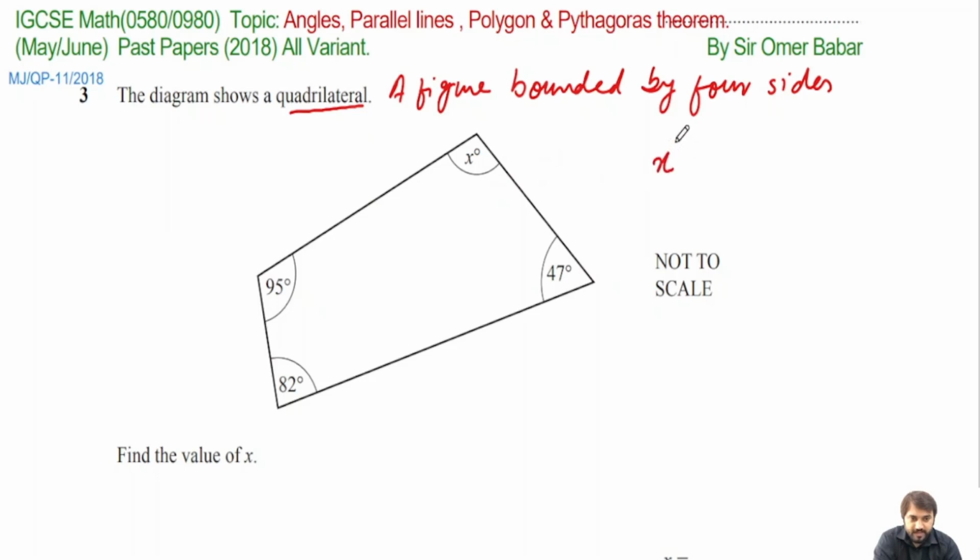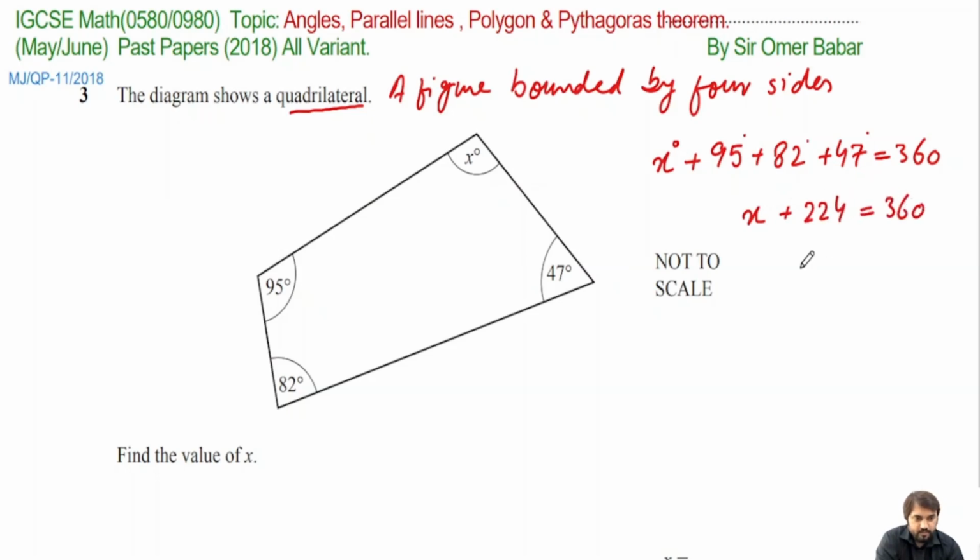So first angle is x degree plus 95 degree plus 82 degree and 47 degree, that add up to 360 degree. Now use your calculator and add these numbers, 95 plus 82 and 47. That will be 224. So x plus 224 is equal to 360 degree. After that, 224 moves, then I can write it like 360 minus 224. After subtraction I will get 136 degree. So this is the answer.